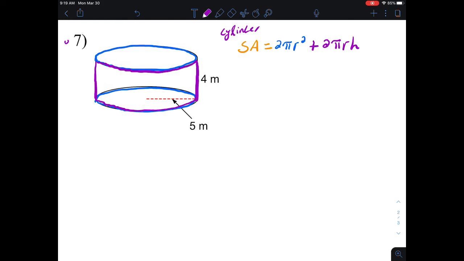And so all I would need to do is plug in my information. Well, I have an r of 5, so 2 pi times 5 squared, plus 2 pi times 5, and h is 4. Which is going to give me a surface area equal to 282.74 meters squared.